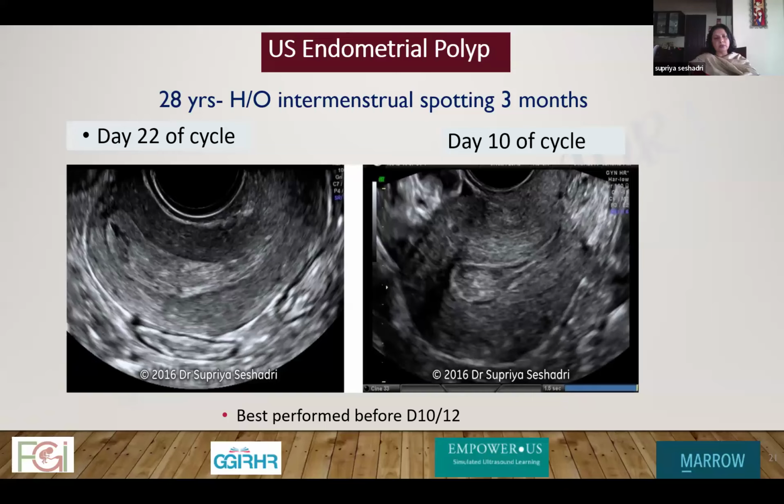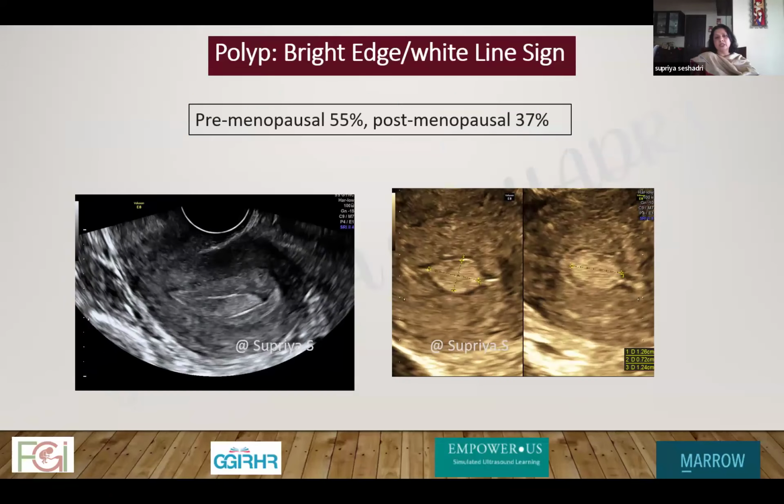So in those cases where we cannot decide whether this is a polyp or not, then we will call her back on day 10 or day 12 of the cycle. This is because around day 10 to day 12, the endometrium is thick enough. The endometrium is hypoechoic because it's a triple line endometrium. Therefore, the polyp, which is hyperechoic, stands out well against the hypoechoic endometrium. And that's why it's recommended that when one wants to assess for a polyp, it is best to scan her between day 10 to day 12.